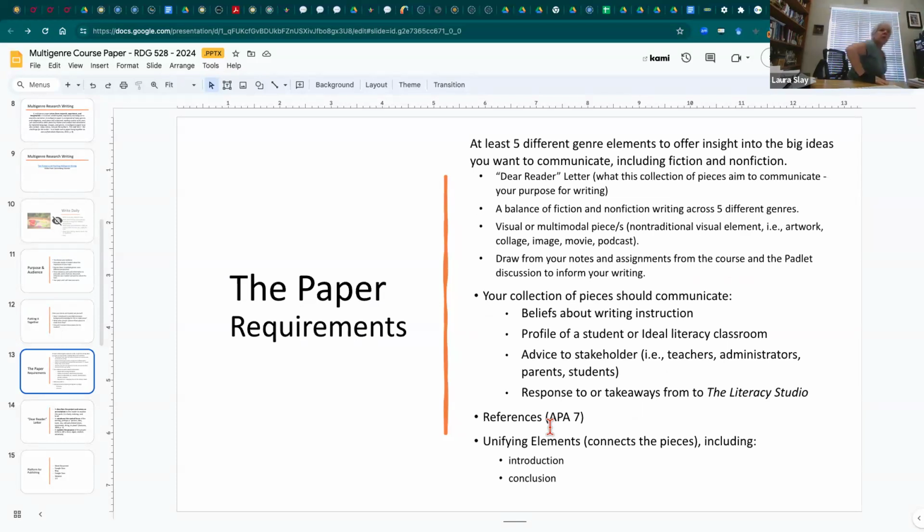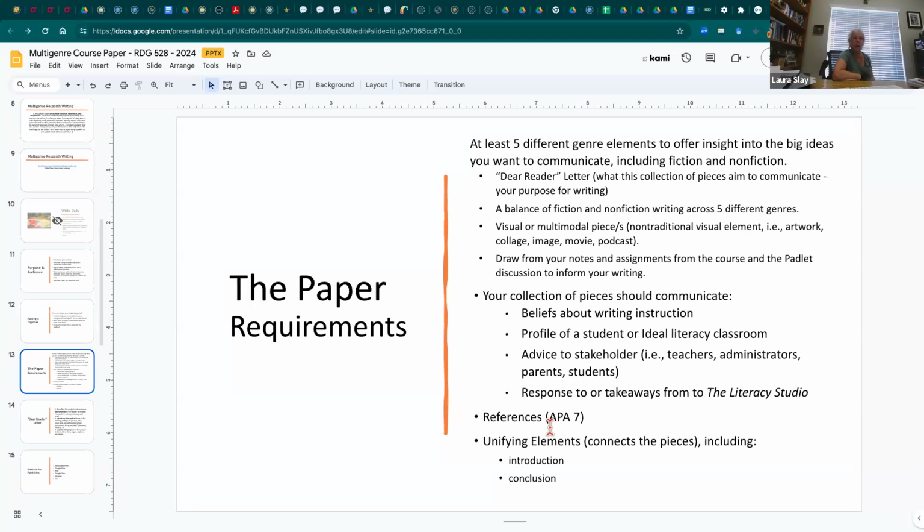Okay, so for purposes of this paper in this class at this time, I'm only asking you to include at least 5 different genre elements. Okay, so you pick your genre, whatever it is that you want, and there's a slide on a whole list of different types of things you could choose from. I'm not limiting you to anything. Okay, to offer insight into the big ideas you want to communicate, but you do need to have a balance of fiction and nonfiction types of genre.